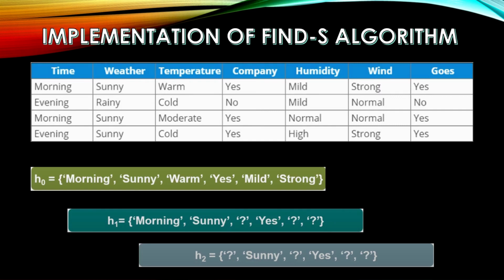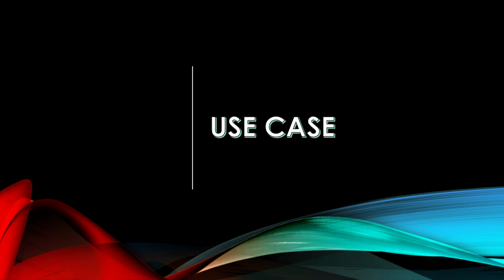So this is how we replace all the different values in the general hypothesis to get a resultant hypothesis. Now that we know this, we can actually implement the Find-S algorithm. Let us look at an implementation where we'll be using Python as well.